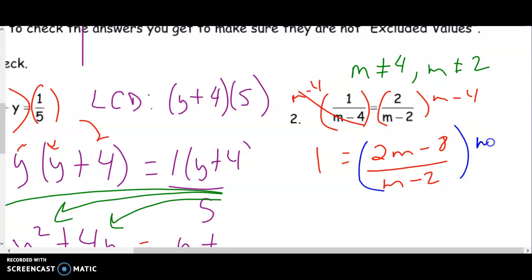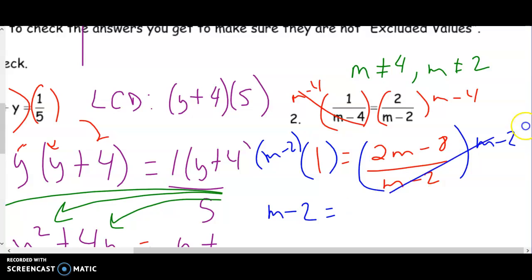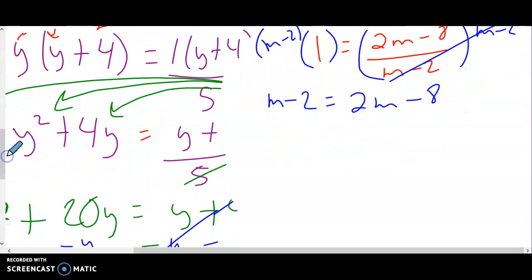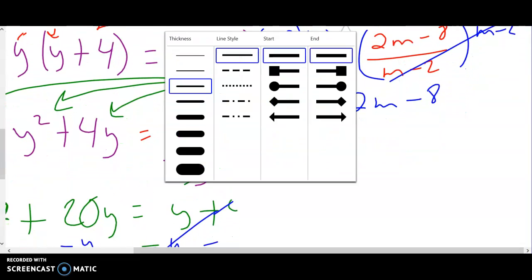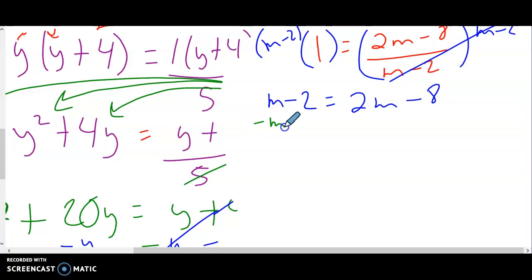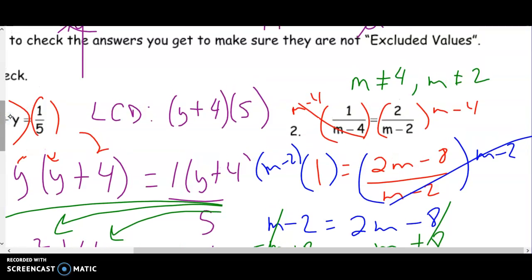So let's go ahead and multiply that out. So we end up with m minus 2 times 1, or m minus 2. Over there, it cancels, 2m minus 8. This one's linear, so let's just solve this. A quadratic, you do not have to set equal to 0. Just get m by itself. What do we get? 1m is equal to 6. There's our answer. It's not one of our excluded values.